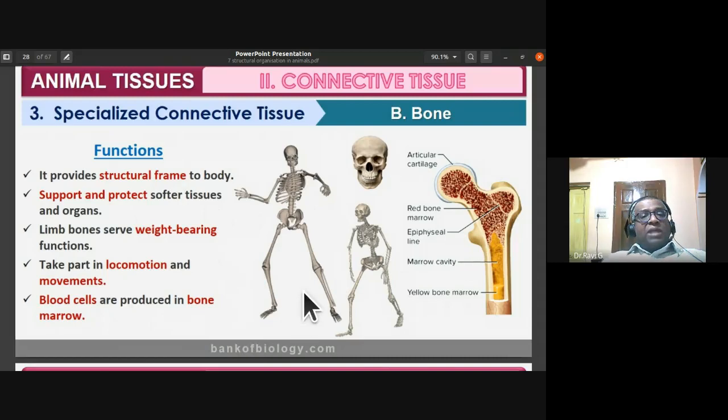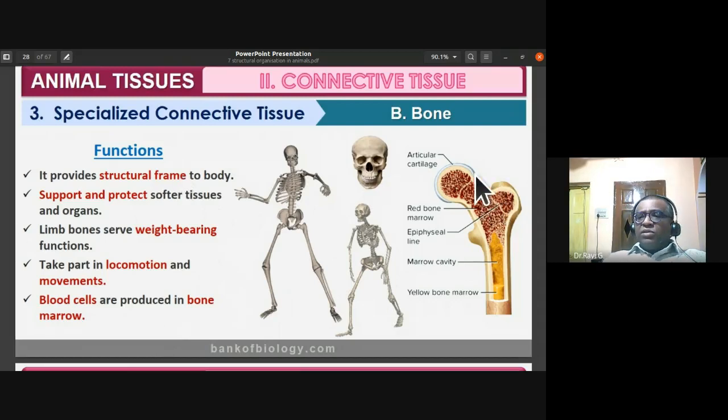Yellow bone marrow produces the fat cells. They are yellow in color, and they produce the fat cells. Whereas the red bone marrow produces the RBCs and WBCs. That is the role of red bone marrow. So bone marrow itself is of two types, red bone marrow and yellow bone marrow.